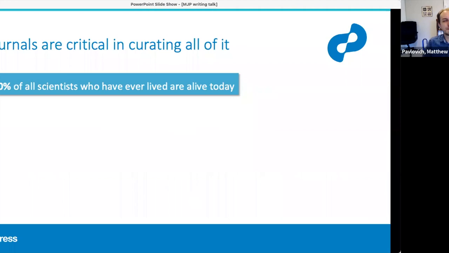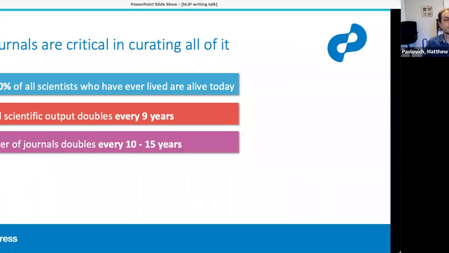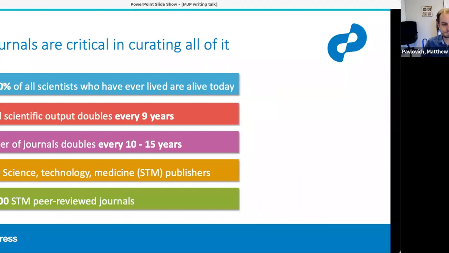So about 90% of every scientist who's ever lived is alive right now. The global scientific output doubles less than every 10 years. The number of journals published doubles at about every 10 years. There's at least 2,000 different publishers just in science, technology, and medicine. And that's not even including things like the humanities. And I think it's closer to 25,000 now, peer-reviewed journals just in this field.